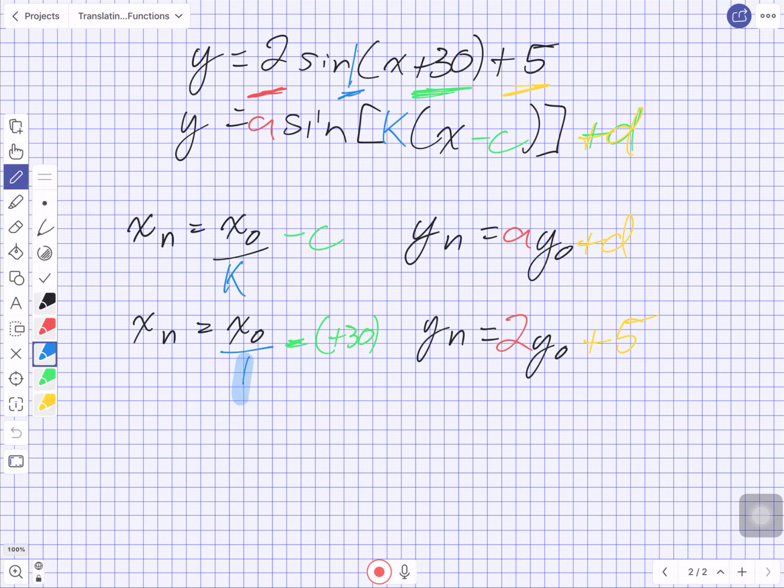Whoops, that's a highlighter. Okay, we'll simplify this one on the left. The one on the right, the y equation, is as simplified as it goes. But for the x equation, anything divided by 1 is just the value that's on top, so the 1 disappears. And a negative and a positive together actually create a negative, so think of it like you're just going to subtract 30. Okay, so here are going to be our two equations. Now that highlighter comes in handy.